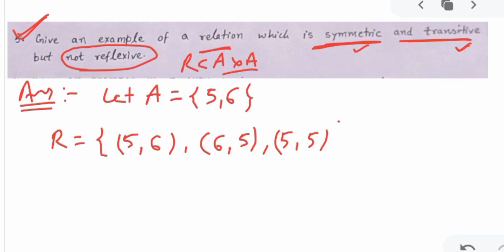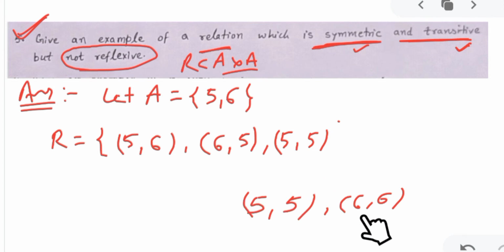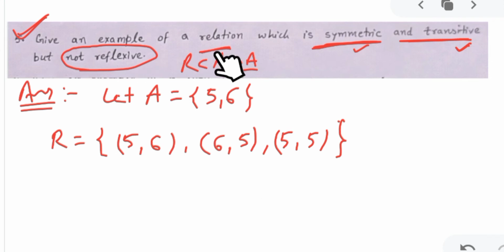Now this is symmetric as well as transitive, correct? But we have to keep it not reflexive. What is the meaning of reflexive? Reflexive means if (5, 6) is an element of A, then (5, 5) and (6, 6), these two elements should be present in this. Since (5, 5) is present but I am not putting (6, 6), it is not reflexive. So I wrote a relation which is symmetric and transitive but not reflexive.